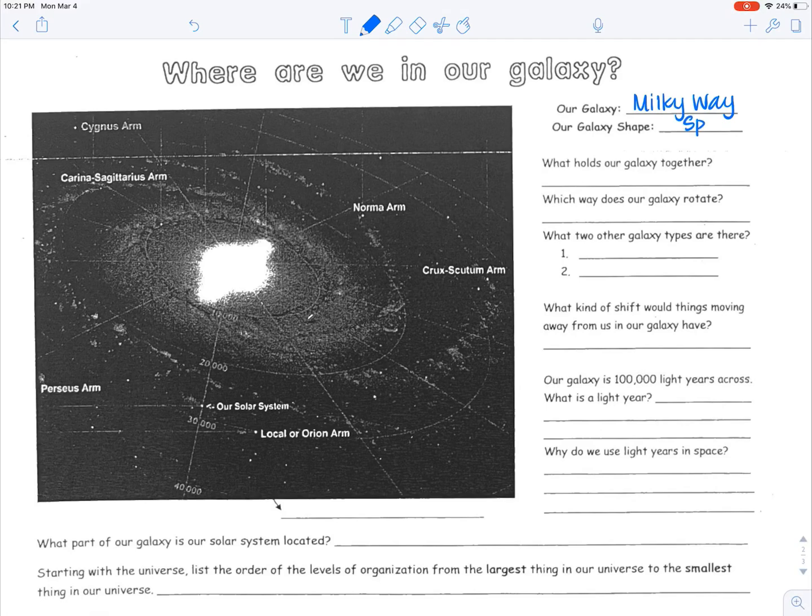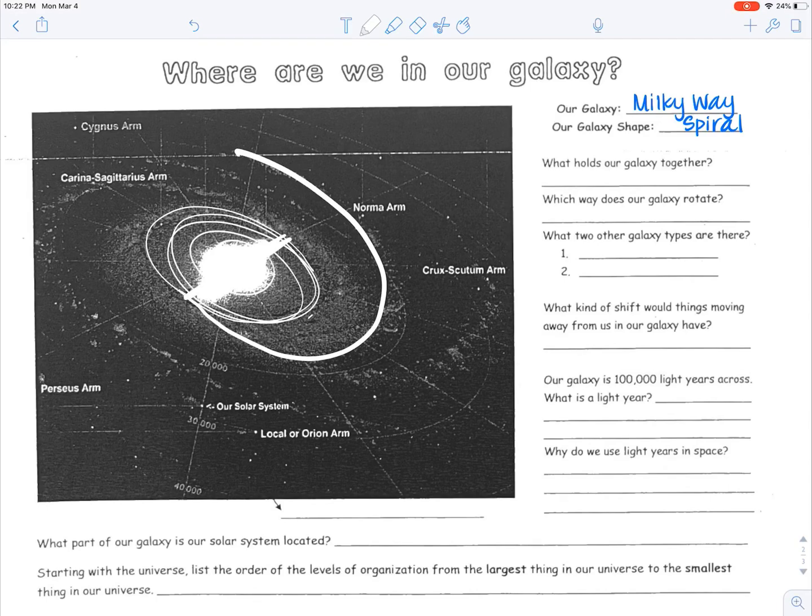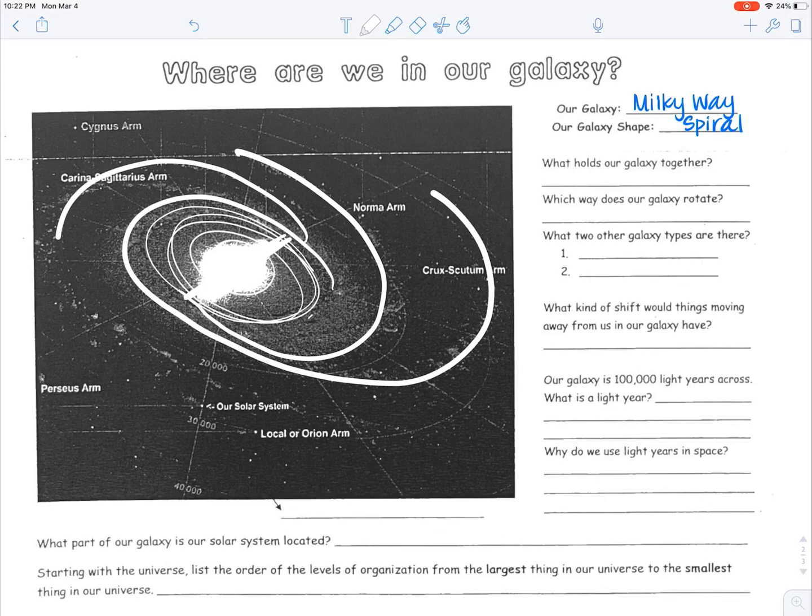Our galaxy is a spiral-shaped galaxy. We've learned about the three different shapes of galaxies. So our galaxy is a spiral shape. And if you notice here, there's kind of like this bar in the center. We actually call it a barred spiral. But what I want you to notice is this cluster of stars here in the center. And then a spiral galaxy has these arms that kind of jet outward like this, okay?